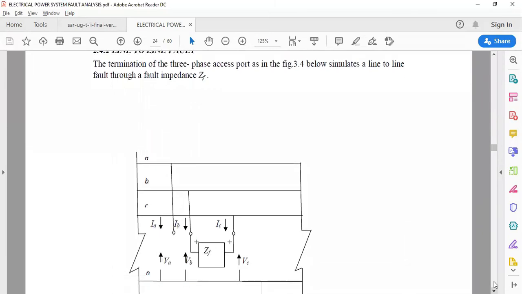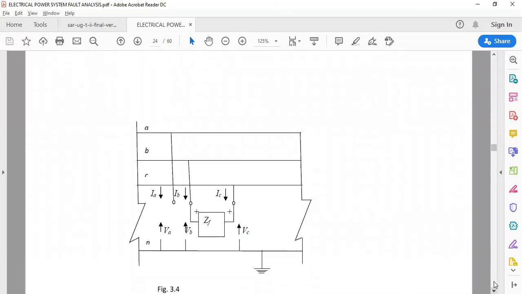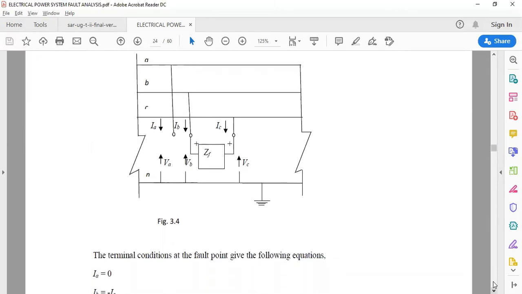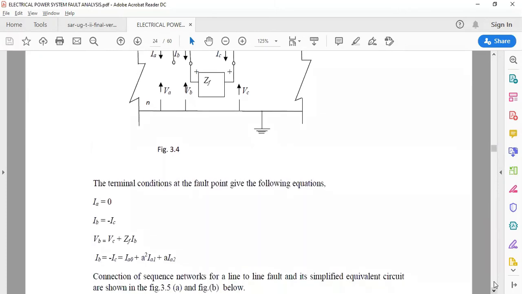So there is a fault between phase B and phase C through the fault impedance ZF. Here the neutral is not involved, therefore the zero sequence component will remain absent in case of line to line fault. As phase A is not involved in the fault, IA, that is the current of phase A, is equal to 0. The fault impedance is ZF.